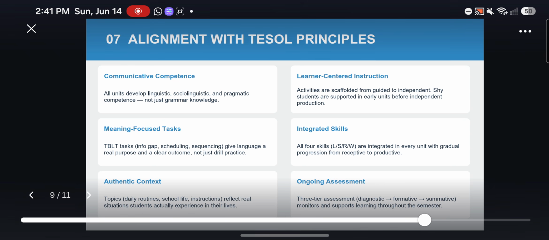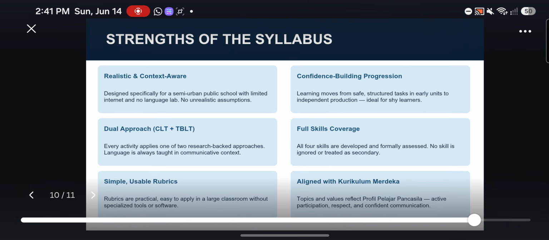And sixth, ongoing assessment. The three-tier assessment system monitors learning from the beginning to the end of the semester. Every decision in this syllabus was made with these TESOL principles in mind. Next is strengths of the syllabus.